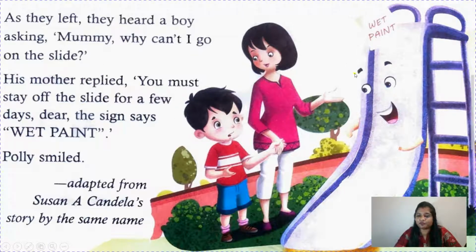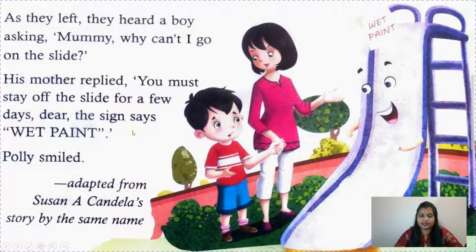See children, you can see in the picture, the slide is so happy. Why? Because Polly has done a very good thing. What good thing? She has taken a paper and a red crayon, and she has written wet paint. It means for a few days no one can slide on this slide. Why? Because they will think that it is painted, and if they try to slide, what will happen? Their dresses will get dirty. Now Polly heard that and she smiled that her work is over. She has done a good thing.